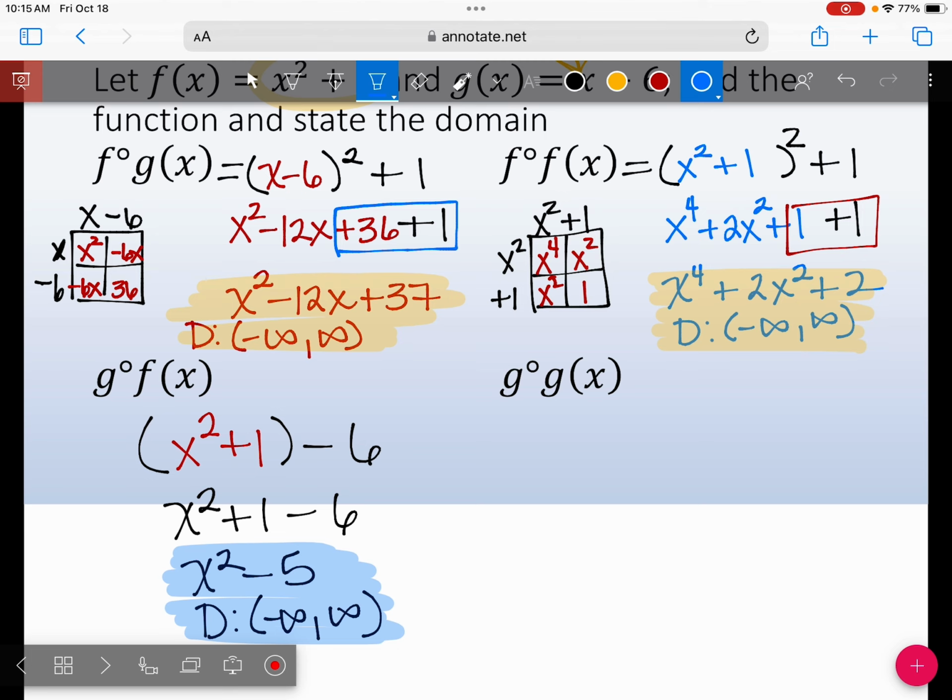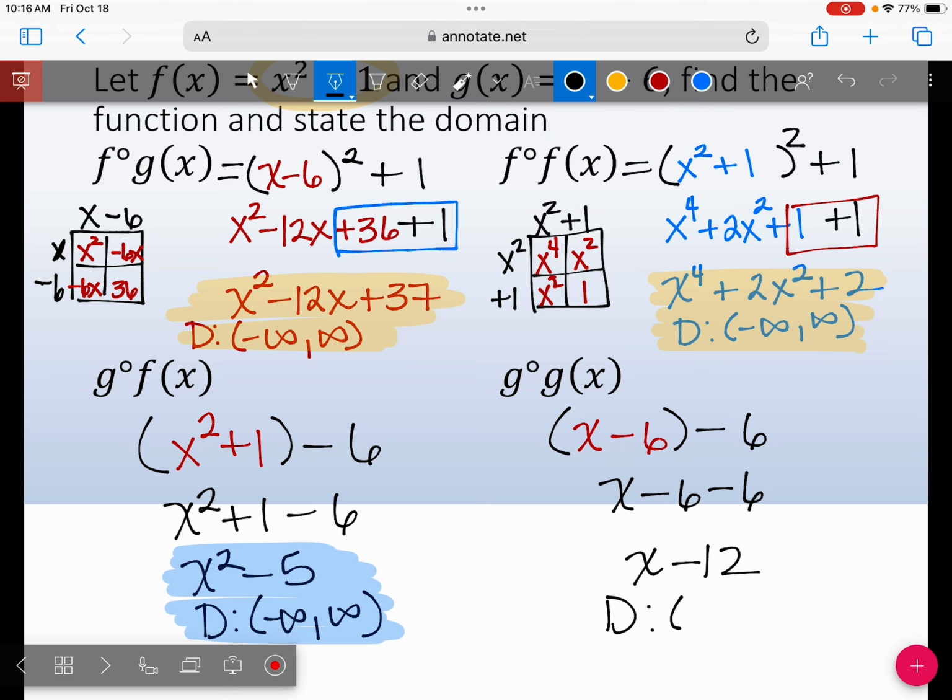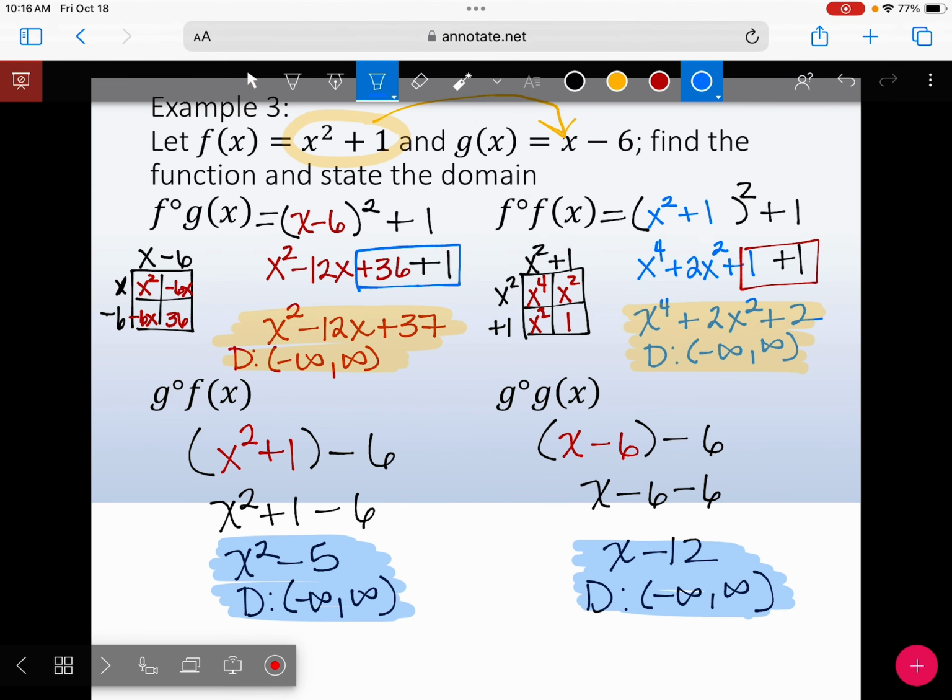And then lastly, for g of x, again, I have my x minus 6, and this time I'm putting x minus 6 on the inside. So I'm left with x minus 6 minus 6, which is x minus 12, and my domain is all real numbers. And that is example 3.